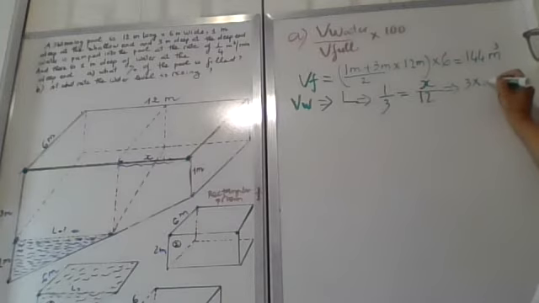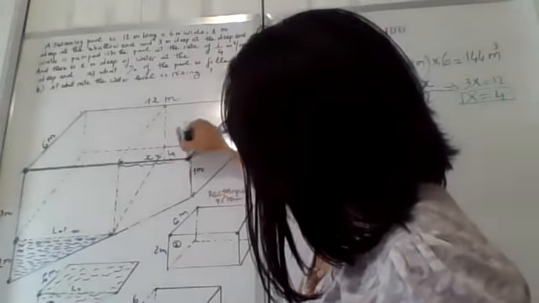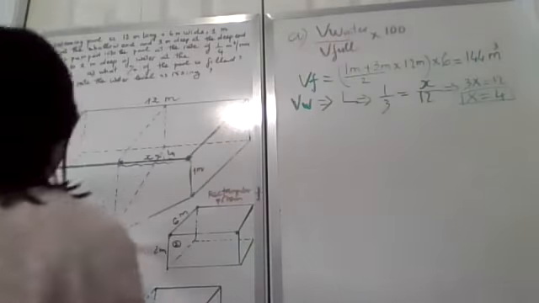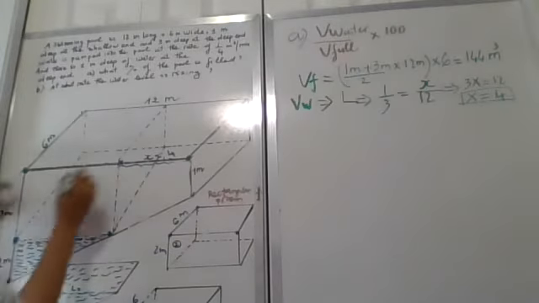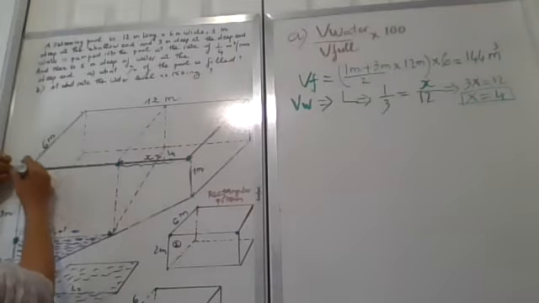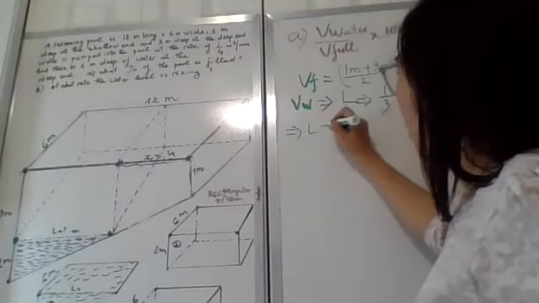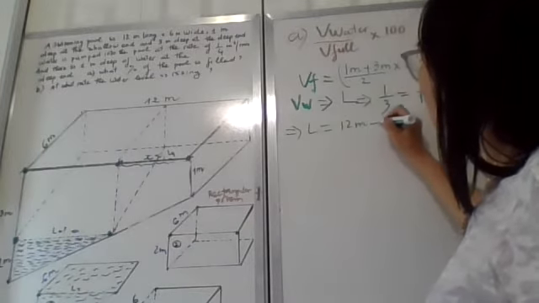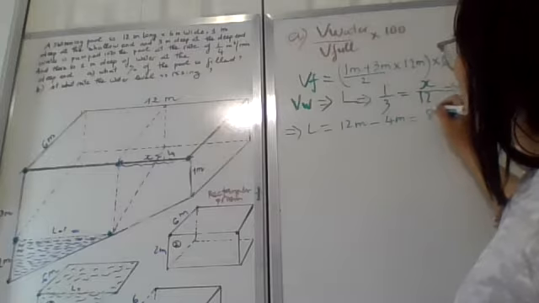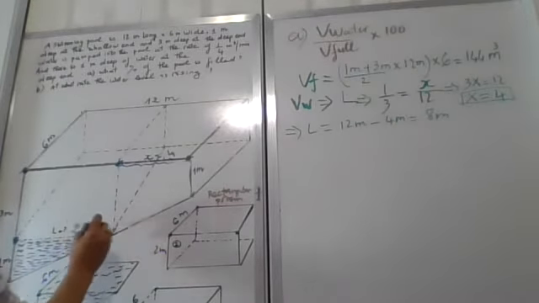So do cross multiply, we solve for x. So we have 3x equal 12. So therefore, x equal 4. So now we know x equal 4. If we know from here to here equal 4, then we can figure out from here to here for the water, because this length from here to here is the same as this length, right? So we use the 12, subtract the 4. So therefore, now we know L. L will be equal to 12 meter, subtract 4 meter, equal 8 meter. So now we know L here is 8 meter.